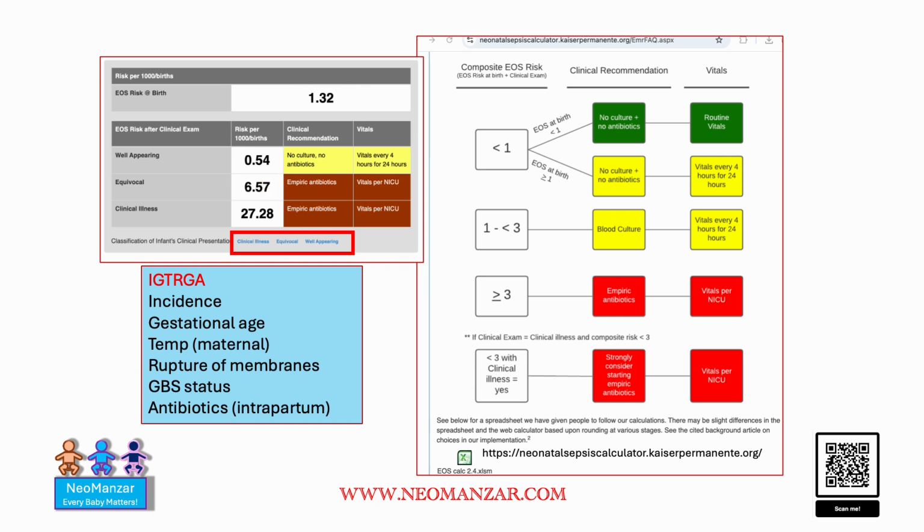So the first thing is you have to look at where you are in the clinical scenario. Then of course this patient was well appearing. So now you look at the composite score of well appearing and see what score you got. As your score is greater than that, you have to follow this algorithm. So basically because the composite score is falling between 1 and 3, still the blood culture is the better option, and you can do the vital signs every 4 hours.